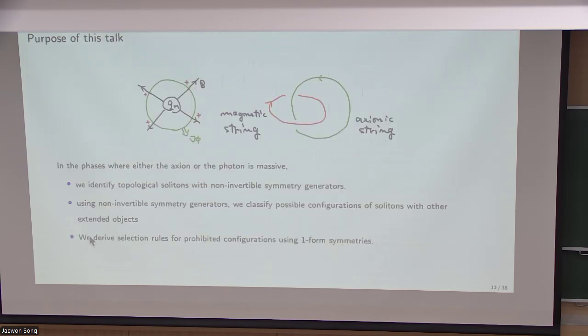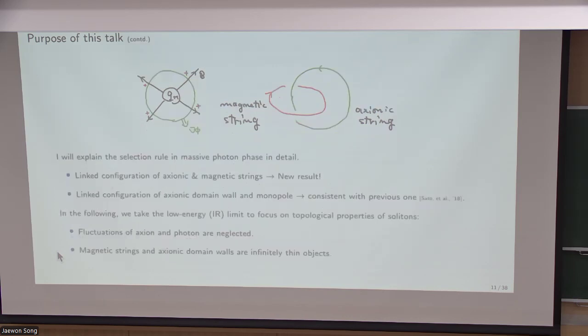So the purpose of this talk is that in the phases where the axion or the photon is massive, we identify solitons with non-invertible symmetry generators. And using non-invertible symmetry generators, we classify possible configurations of solitons with other extended objects. We then derive selection rules for the prohibited configurations by using one-form symmetries. And I will explain the selection rule in the massive photon phase. That is the selection rule for this configuration in detail.